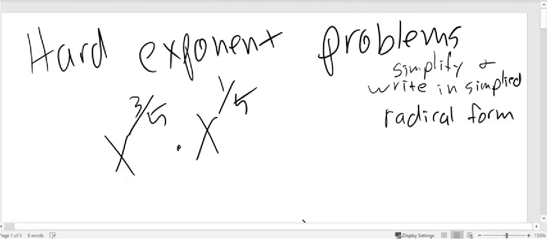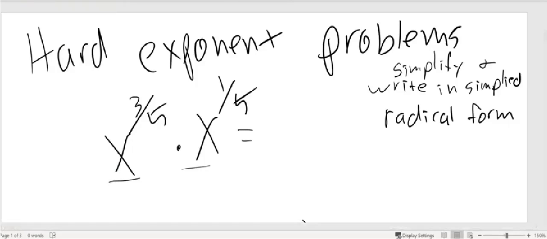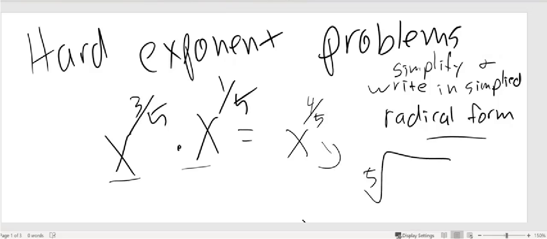If you remember your exponent rules, when I am multiplying, I'm going to add my exponents. So they're the same base, they both have x, we're going to add the exponents. So your answer is still going to have the same base of x. But my exponent is going to be 3/5 plus 1/5. So you're going to add your exponents.